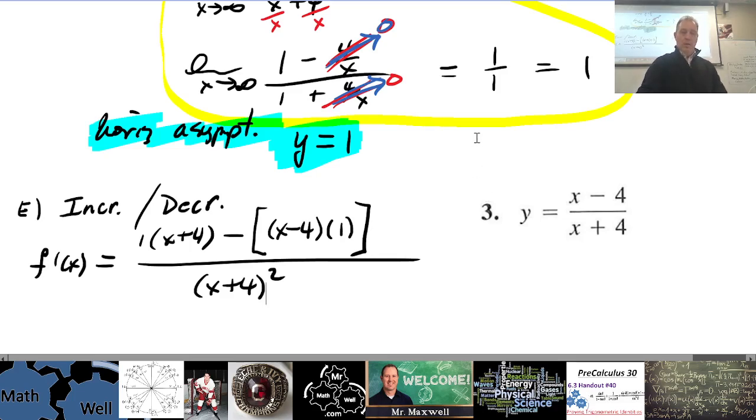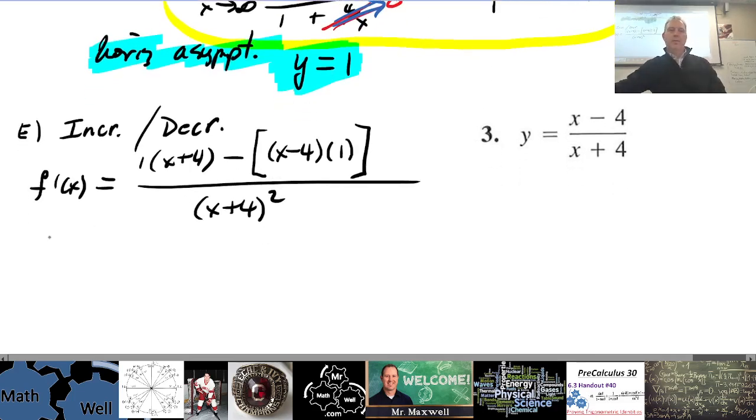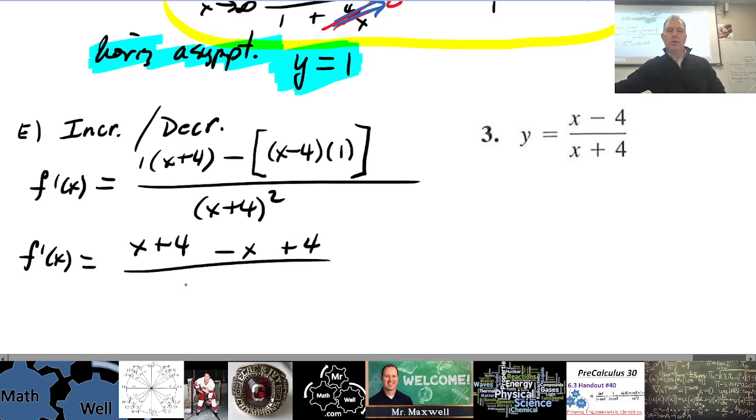Okay. So when we simplify this, we get x plus 4, minus an x plus a 4. So the x's are gone. We have 4 plus 4 is 8. So that's 8 over (x + 4) squared.